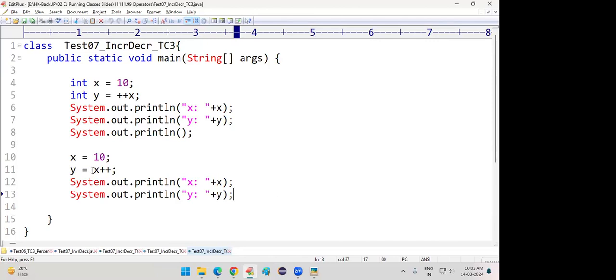Bharat Kumar, you have used x plus plus, so how will you get 10? That's why I'm saying don't use your brain; use the notes I gave. Either you use plus plus x or x plus plus, in the next line you will get the increased value only. Here and here, no confusion. 11, 11 should come.